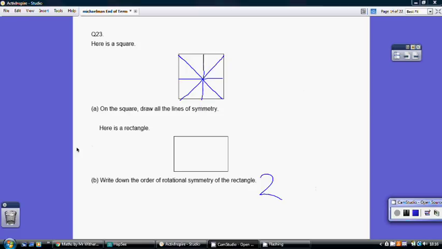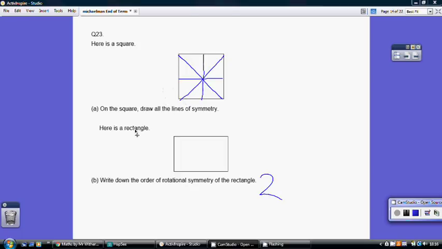Question 23. Draw all the lines of symmetry of a square. Well, that's the two lines, the horizontal and the vertical line, but also the two diagonal lines. And really just think about it. As you fold the shape over, imagine it's a square bit of paper. If you fold along these lines, it would fold exactly onto itself with no bits hanging over the edge.